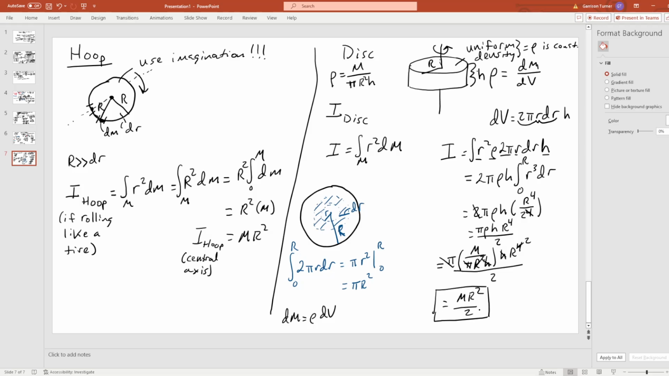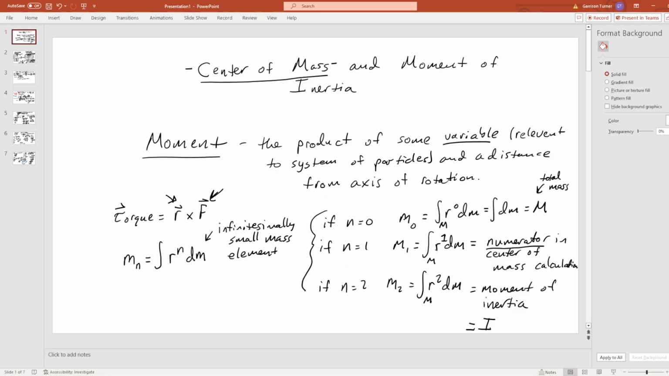Okay, so there is your center of mass and your moment of inertia calculations. Whew. And just to reiterate one more time, your zeroth moment, when n equals 0, is your total mass. It just becomes dm. When n equals 1, r dm becomes the numerator in your center of mass calculation. And when n equals 2, this is your moment of inertia.